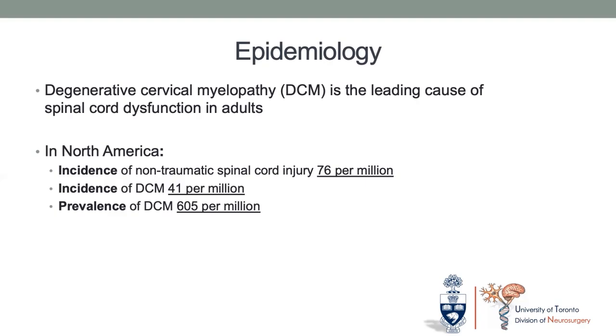Nonetheless, the review of literature has identified that approximately 54% of all non-traumatic spinal cord injuries are secondary to degenerative conditions. And the incidence of all non-traumatic spinal cord injury in North America is 76 cases per million. So we can infer that in North America, the incidence of DCM is approximately 41 per million, and prevalence is 605 cases per million. Other studies have tried to estimate the hospital admission rates for DCM and estimate this to be about 7.88 per 100,000 persons. So by any means, this is a significant public health problem and something that needs to be a focus for primary care and public health.